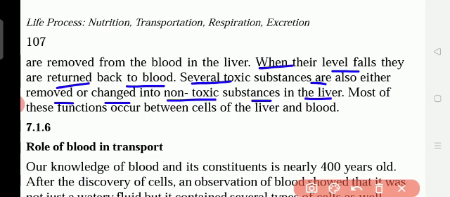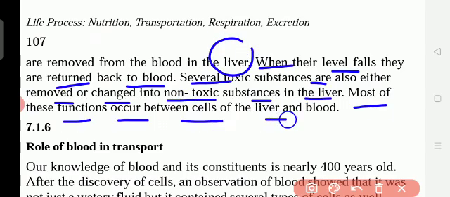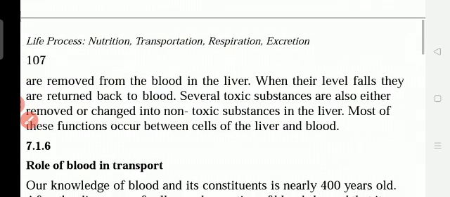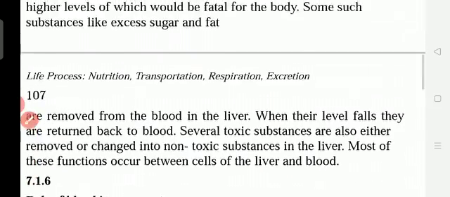Another important point, underline this point. All the nutrients like sugar, excess salt and fat are there in the arteries. If extra fat is there, it will block the circulation of the blood. So at that time also we get a heart attack.